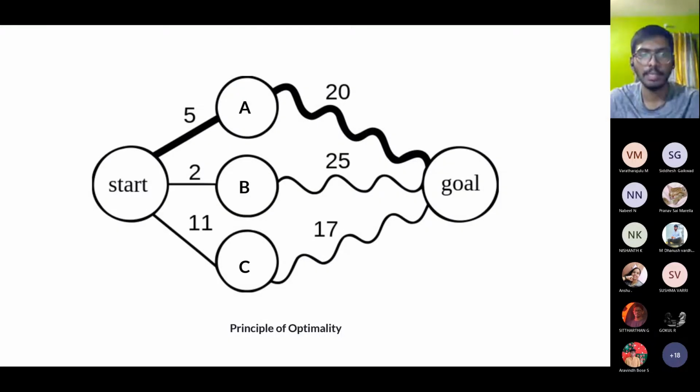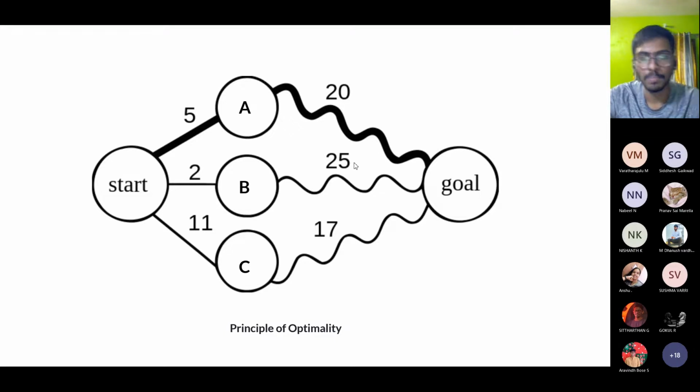I will explain the principle of optimality with this diagram. There's a start point and there's a goal. There are 3 ways to solve this problem. I will go with another example later. So, start and goal. If you take this way, how much distance would it be?